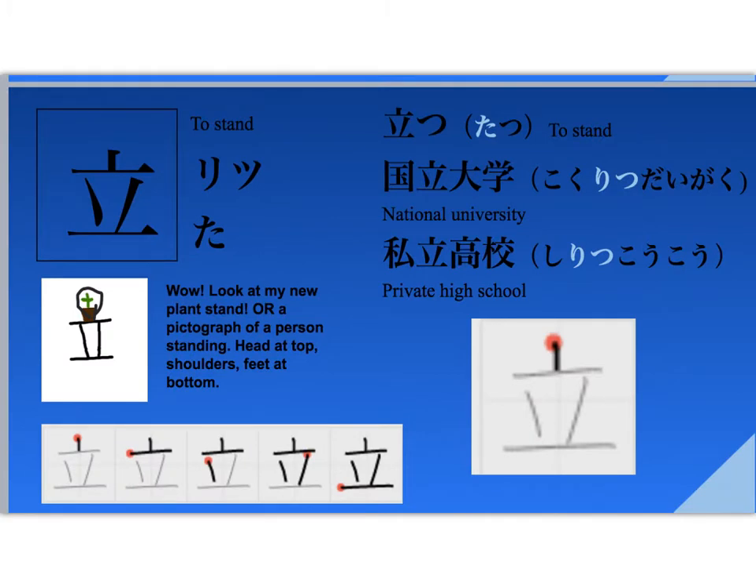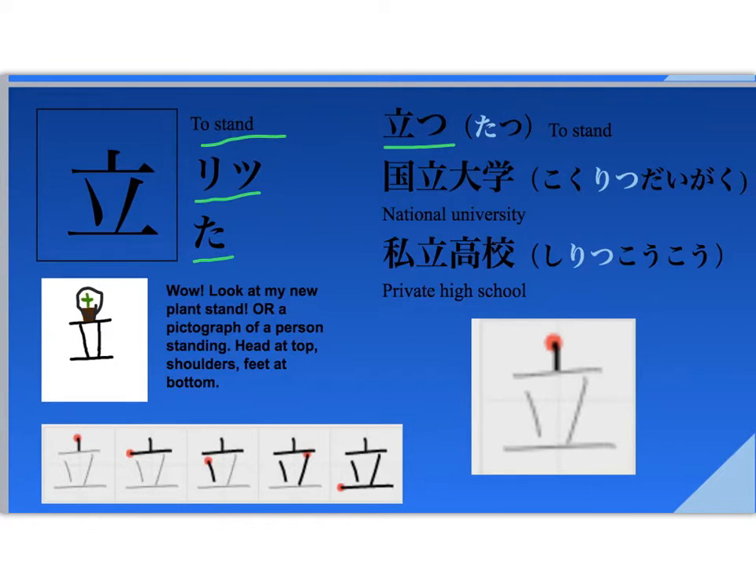Tatsu. This is a really easy kanji. It's a pictograph of a person standing. The onyomi is quite interesting. It's ritsu. And the kunyomi, the Japanese reading, is ta. So you get tatsu. Notice also then, we have the kunyomi used when it's an adjective or a verb, right?